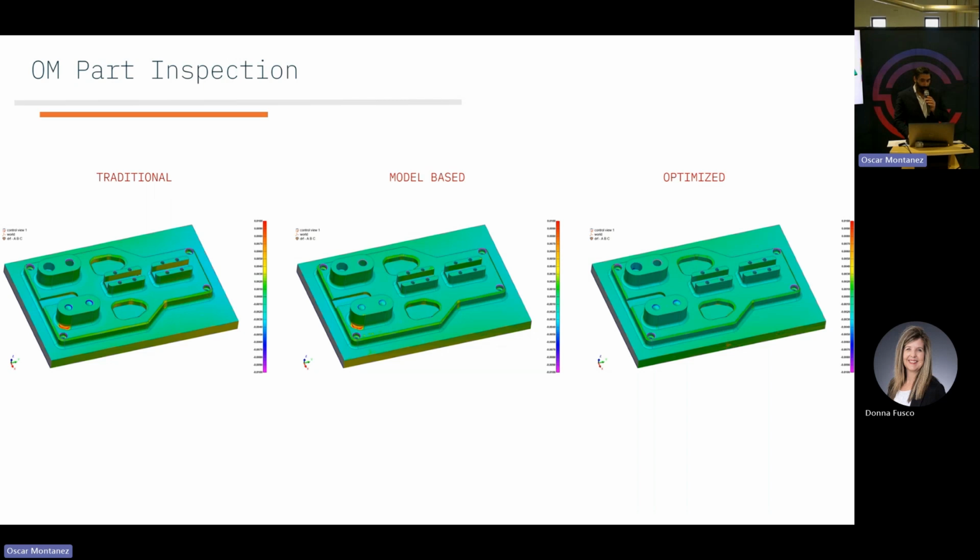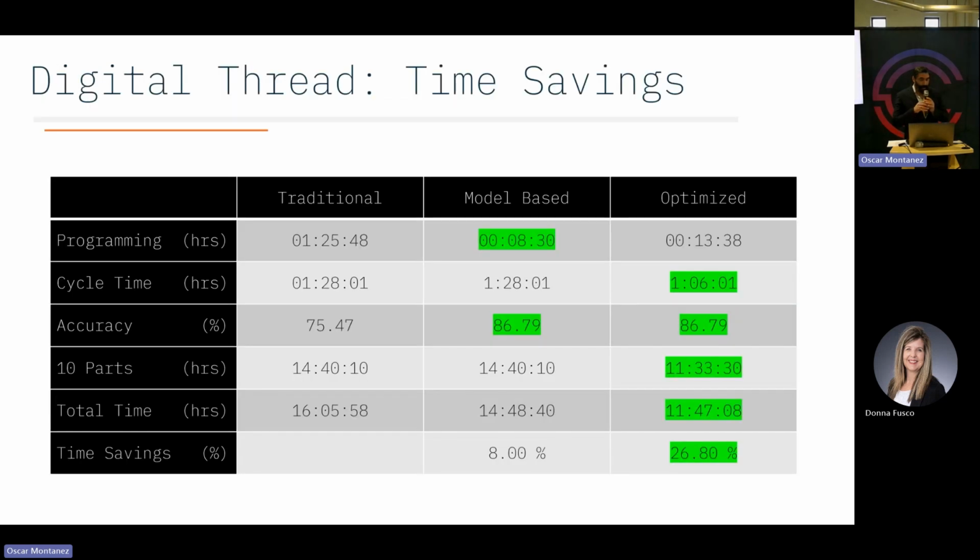Here are the inspection results. And here is the takeaway, time savings. Traditional method, total time 16 hours, 5 minutes, 58 seconds. This is accounting for the time it takes to produce the program, and the cycle time, if I was to run 10 parts, multiplied across 10 parts. This total time is just the time in programming plus the time to actually produce 10 parts, 16 hours. Model-based, I'm down to 14 hours, 48 minutes. That's an 8% time savings.